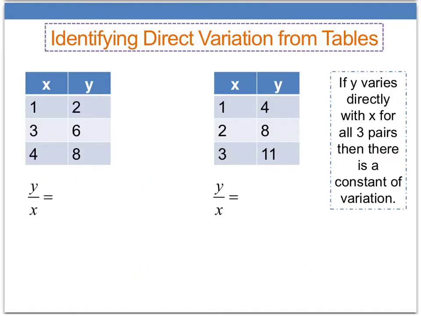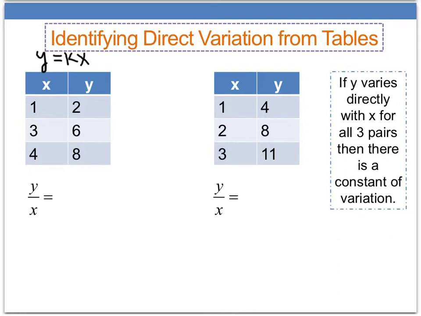So here I'm given a table of values. I want to figure out, does this table of values represent direct variation? So are y and x varying directly? Are they changing at the same constant rate? Well, using that y equals kx whenever we vary directly, I can figure out if all of these three values will have the same k. And if they do, then we're changing at a constant rate, so yes, we are varying directly.